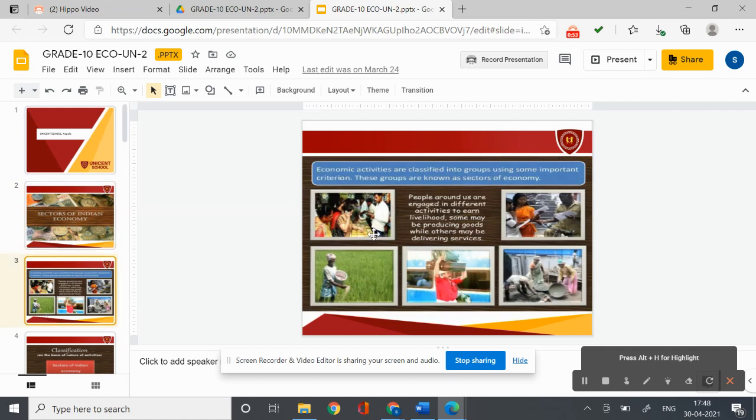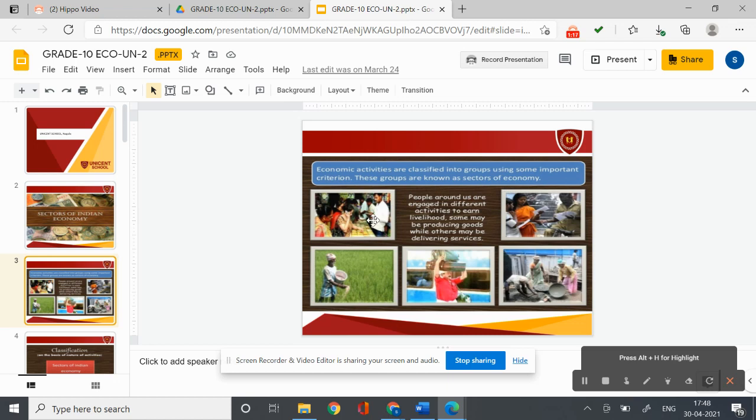So first let us describe what are the sectors of economy. Economic activities are classified into groups using some important criterion. These groups are known as sectors of economy.